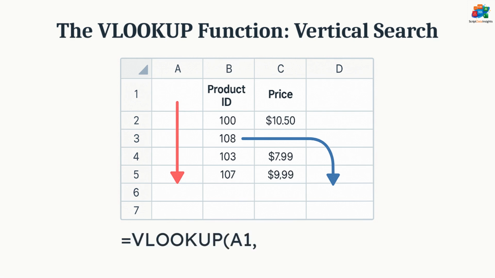The formula you see here is =VLOOKUP(A1, B:C, 2, FALSE). In this structure, A1 is the value you are looking for, B:C is the data range, 2 tells Excel to return the value from the second column of that range, and FALSE ensures you get an exact match.